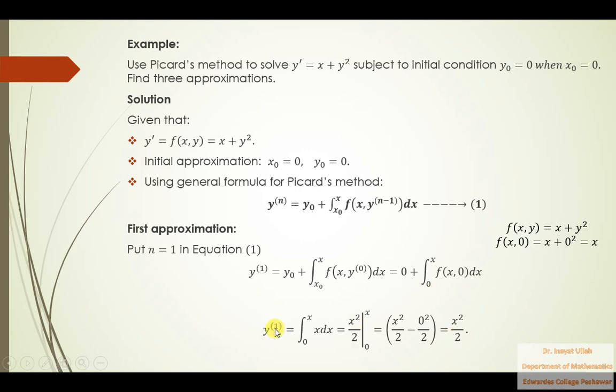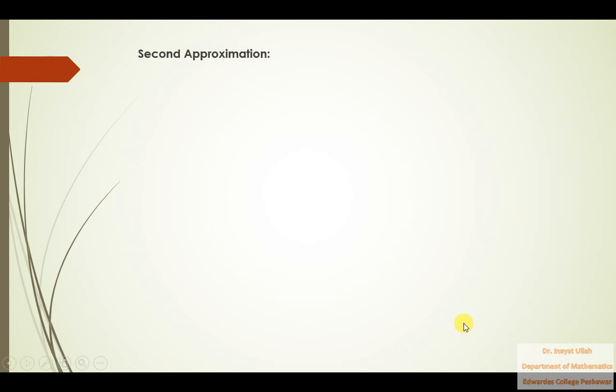So the first approximation is x square divided by 2. Now we need to find the second approximation, and for the second approximation we need to put n equal to 2 in Picard's formula. Whenever you replace n by 2, the left hand side will become y2 is equal to y naught plus the integral from x naught to x of function of x comma y power n minus 1. So n minus 1 means 2 minus 1, that is 1. So that is function of x comma y1.